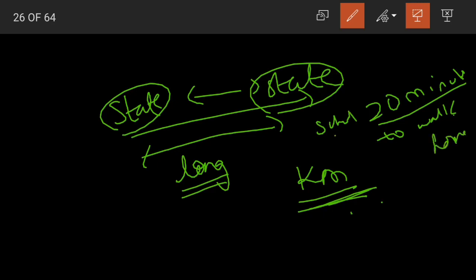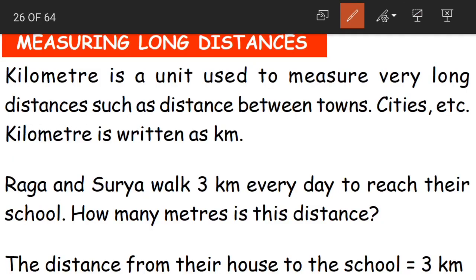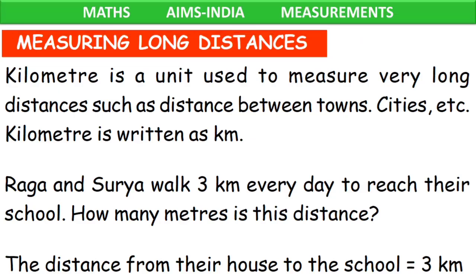Understanding? Suppose it takes 2 minutes for you to walk from your school to your home, then how can the distance be measured? If you start by measuring in centimeters, it would take a lot of time and the number would be very big, like thousands or lakhs of centimeters. Meters would also be difficult. So for this 20 minutes distance, we will measure it in kilometers. Say it would be 2 kilometers or 3 kilometers or something like that. Understood? Now kilometer is a unit used to measure very long distances such as distance between towns, cities, etc.